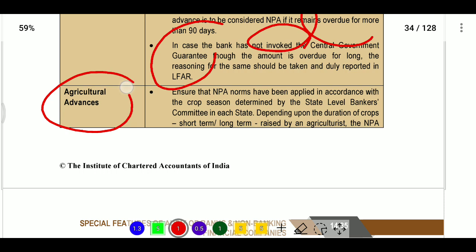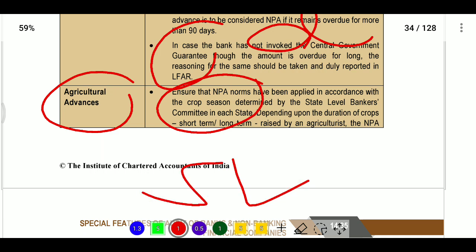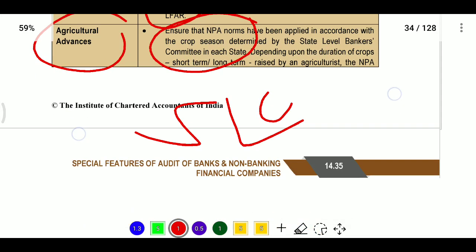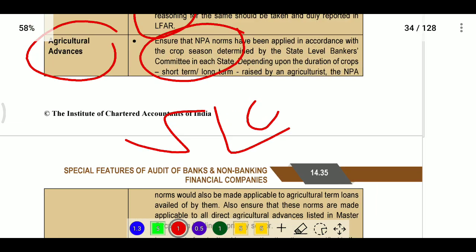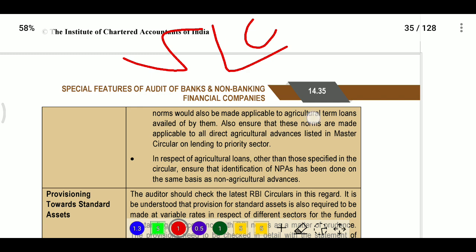Next, agriculture advances. Here we need to ensure that NPA norms have been applied as per crop season. So we need to check the crop seasons, whether short term or long term, on all direct agriculture advances listed in circulars. For agriculture loans not specified in circulars, ensure that identification of NPAs has been done on the same basis as non-agriculture advances.